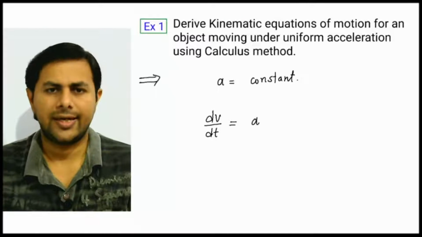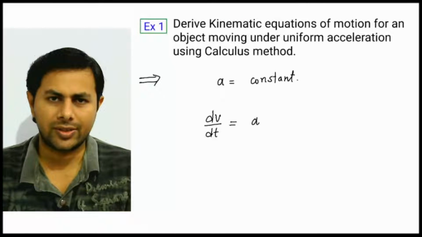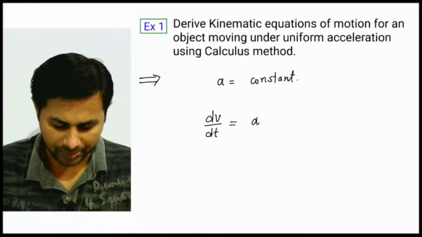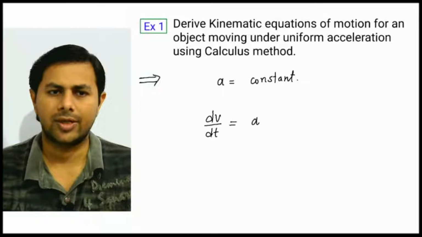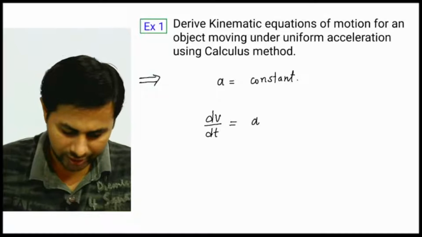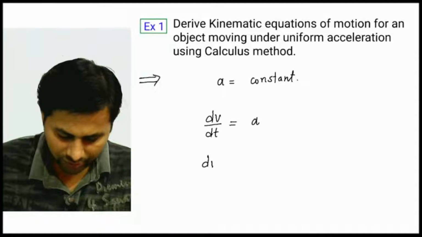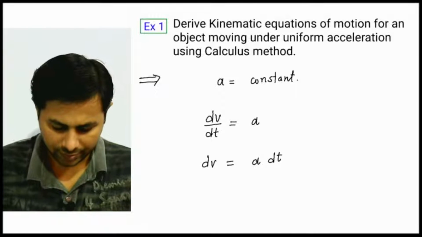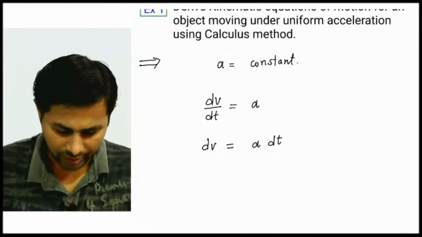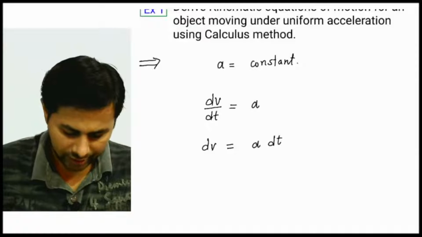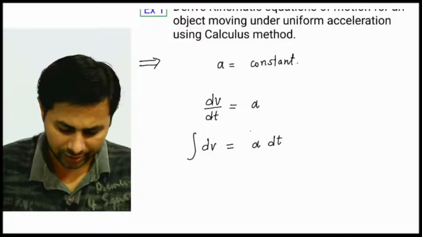now the first kinematic equation is relation between velocity and time. So to derive it, we need to separate these two variables. First one is velocity and the second one is time. So let's do that. So I will write dv equals to a times dt. Okay, and this is called as separation of variables. So after this we'll integrate this equation.